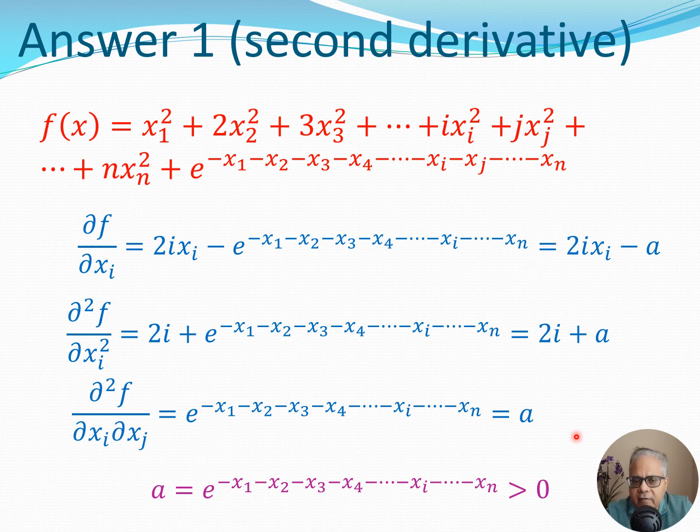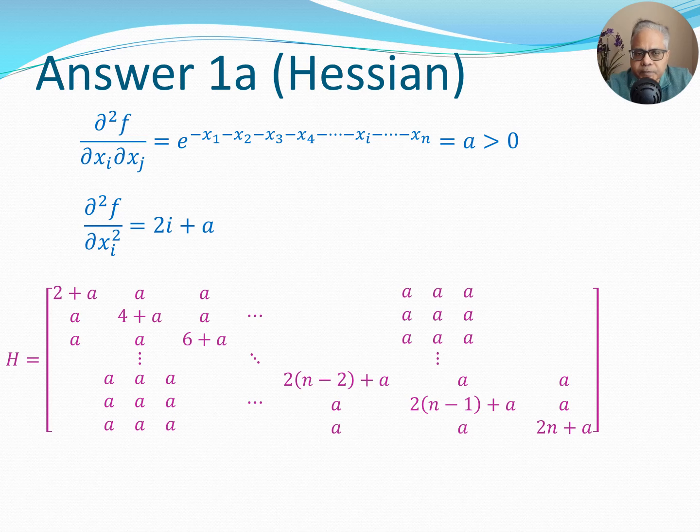So now we have these terms here. Especially the second derivative terms, d2f by dxi square and d2f by dxi dxj, are going to let me form the Hessian matrix. Remember that a is always greater than 0 in this case. So from these two differentiation terms, I can write the Hessian matrix in this manner.